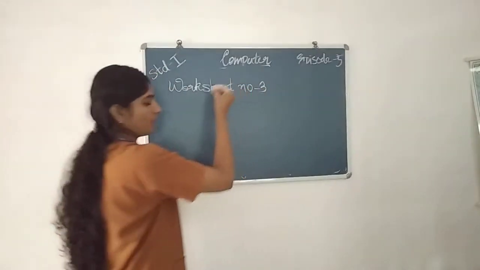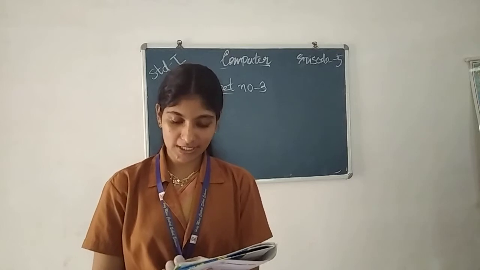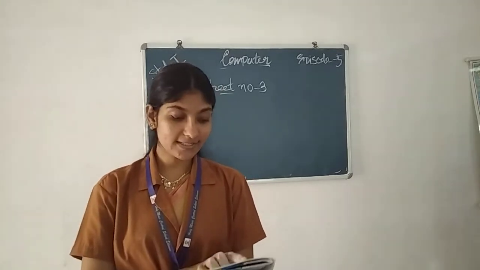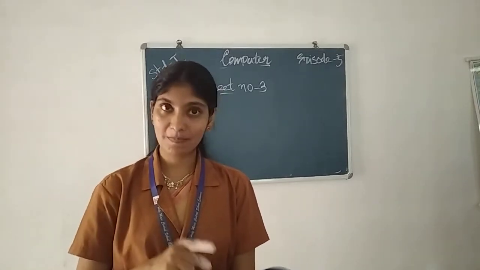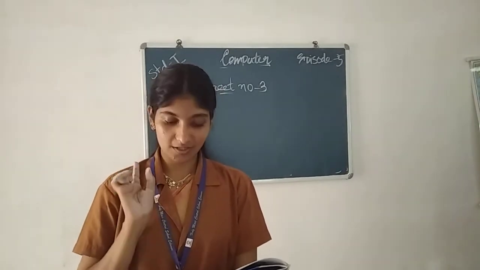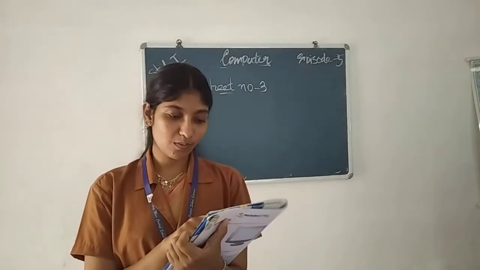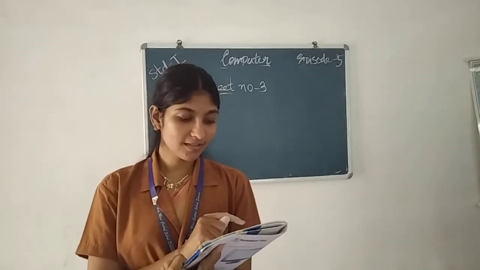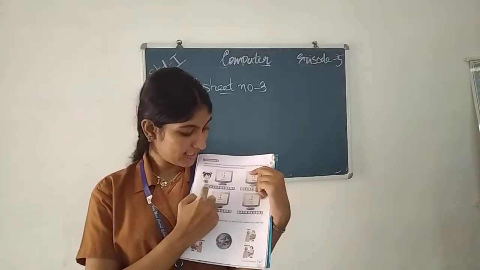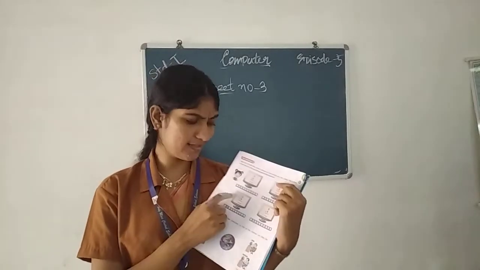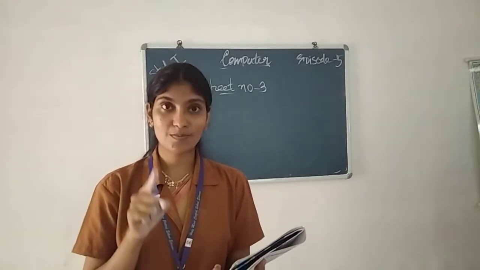Worksheet 3. Help Ishi to write the correct answer on the monitor and also color the correct number keys for the sums displayed on the monitor. So here there are some keys or some buttons. You have to color that number which is displayed on that button.